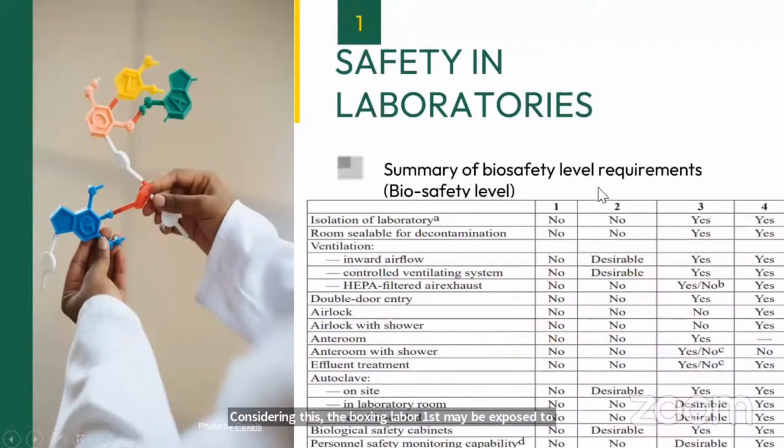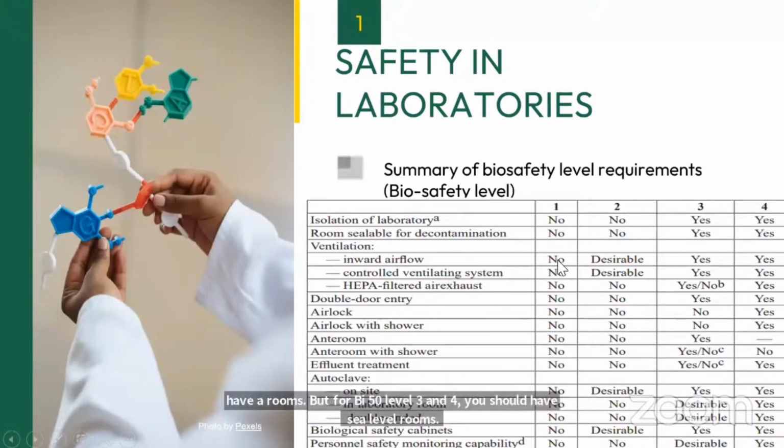So here is a summary of biosafety level requirements. As I have mentioned, we have level 1, level 2, level 3 and level 4, and these are various criteria. Isolation of the laboratory is not required in level 1 or level 2, but for level 3 and level 4 it is required. Sealable rooms are for when there is any chance of contamination. For decontamination, you should be able to seal the room. For biosafety level 1 and 2, you do not need sealable rooms, but for biosafety level 3 and 4, you should have sealable rooms.